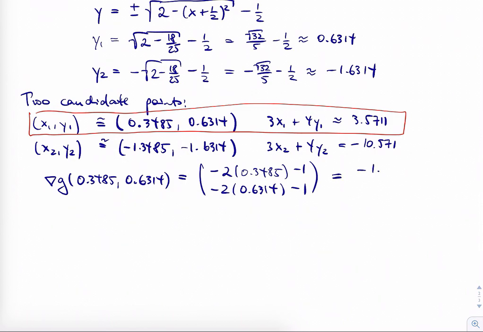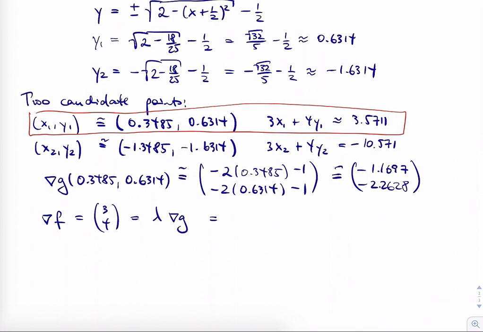It is minus 1.1697. This is, of course, all give or take. Minus 2.2628. And if we relate this to the gradient of f, which is 3 and 4, then we see that lambda is actually equal to something like more or less minus 1.767.